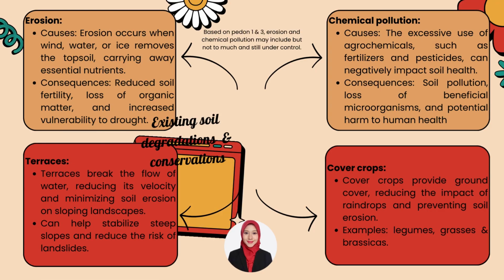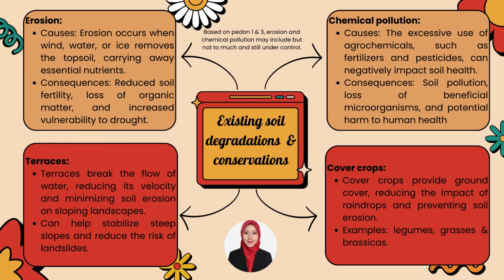For the next slide, we will talk about the existing soil degradations and conservations. Soil degradation refers to the decline in soil quality or productivity, often as a result of human activities or natural processes. There are several types of soil degradation, each with its own causes and consequences. Some of the common forms of soil degradation include erosion and chemical pollution.